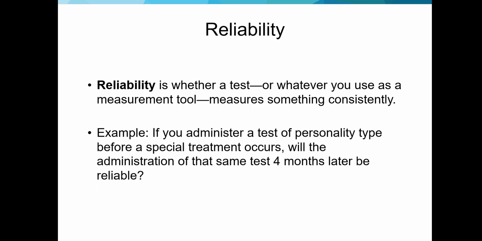Another example that is common is personality type tests. If someone takes the Myers-Briggs, for example, I'm an ISTJ. I take it today, and then I take it 6 months from now. I'll probably get the same result because the Myers-Briggs personality test is a very reliable measure. What it measures is personality, and it does that consistently.